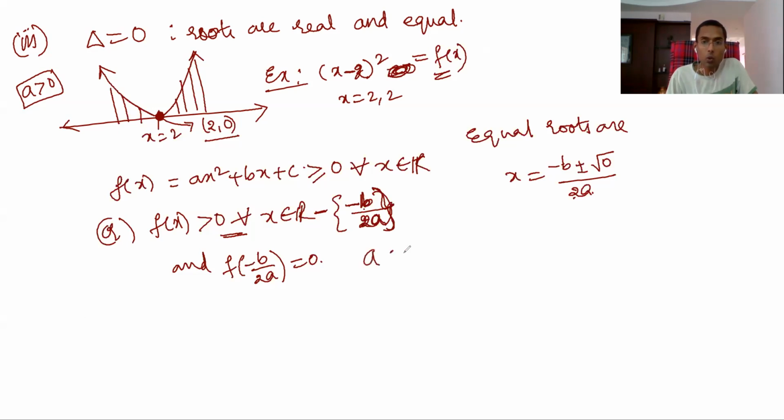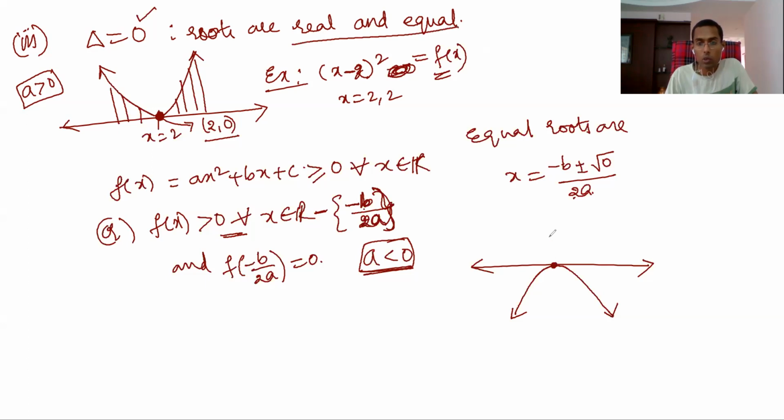Then a less than 0, what happens? A less than 0 means the graph is downwards like this. This is again the same, equal roots. So delta equal to 0, then the roots are real and equal. What are the equal roots? This is minus b by 2a comma 0. At minus b by 2a it is 0. For the remaining values it is negative. Downwards means negative. For this x value, this y value is negative.